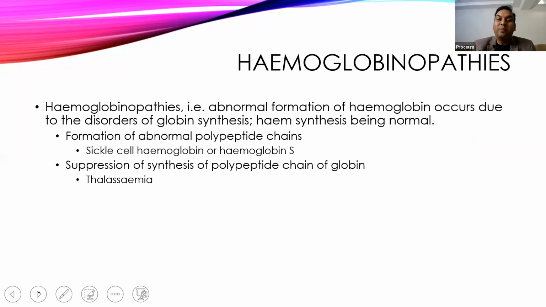Then come to the abnormal hemoglobin, pathologically, and that is called hemoglobinopathy. One abnormality can be when there is a defect in the synthesis of the chain. So an abnormal chain will be formed, so an abnormal polypeptide will be formed, and one condition of that is sickle cell hemoglobin, also referred to as hemoglobin S. Here the beta chain is affected in the individual. Second condition is where one particular chain will not form at all.